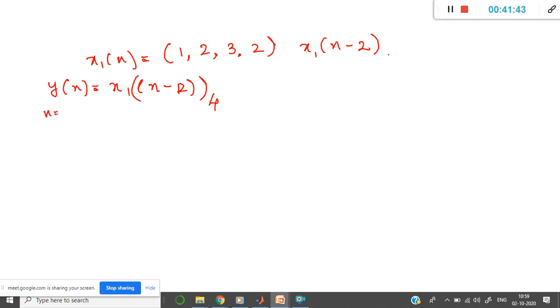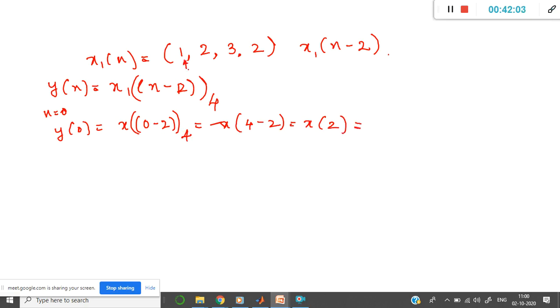So just go on applying, y of n with n equal to 0, so we're going to get 0 minus 2, and this is 4 points. So we call this a mod operation. So this must be x of 4 minus 2, that is equal to x of 2. And what is the value of x of 2 in this case? So this is 0 indexing: 0, 1, 2, and 3. So this will be 3. Similarly, y of 1 is equal to x of 0 minus 1. This will be the x of 3 value, which is 2 in this case, right?